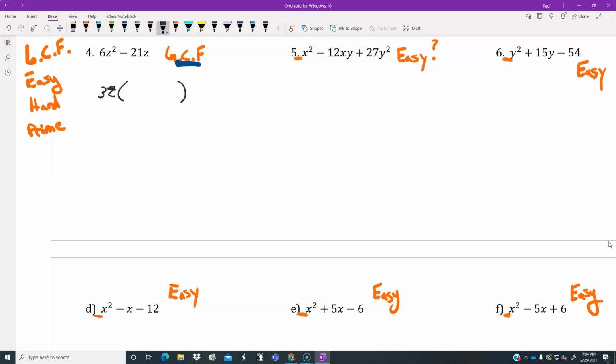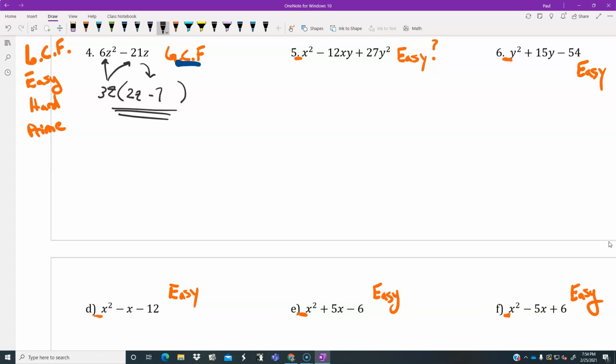So if I took the number 3 out of each one of those, what would I get as the output results? If I took a 3 out of that, I'd get 2. And a Z out of that, I'd be left with a Z. If I took a 3 out of this one, I'd be left with -7, and the Z got taken out. Guys, that is factored. That's as far as it can go. As soon as you accomplish your GCF and the square disappears, you're all done.